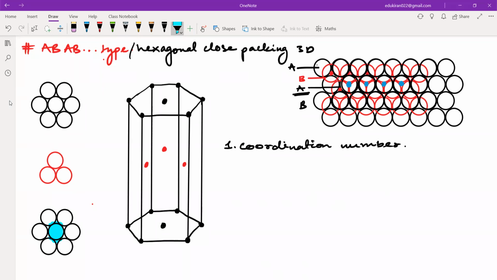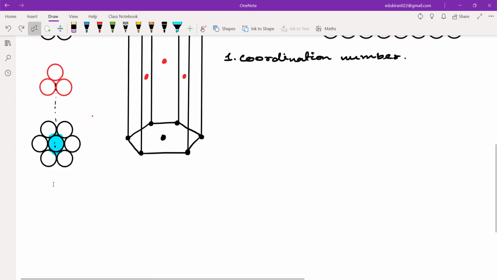6 black atoms. Now, these red atoms are just on top of this black atom, sitting on top of black atoms and making the tetrahedral voids, right? So these 3 red atoms are also touching the black atom. You can see here that these 3 red atoms are just on top of the black atom. That is why they are touching it. So now the black atom is touching 9 atoms.